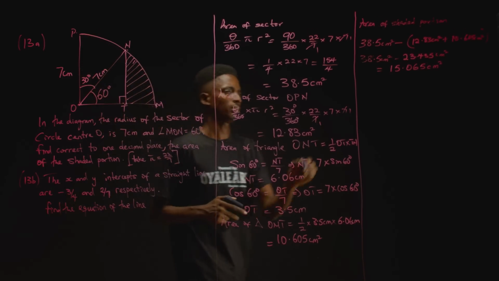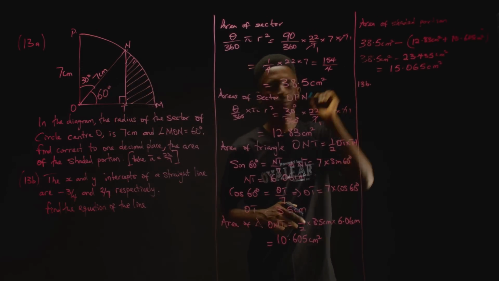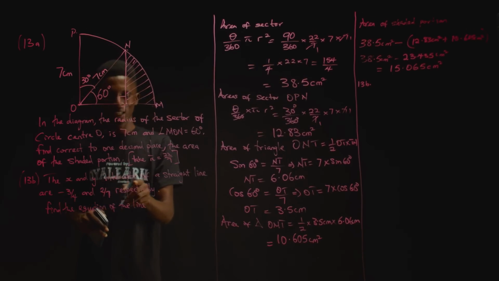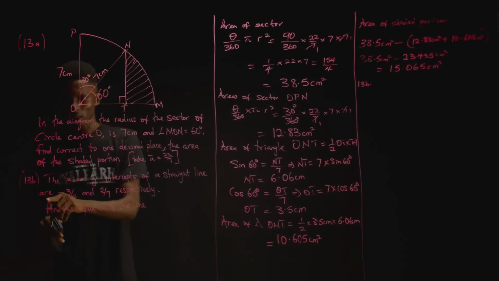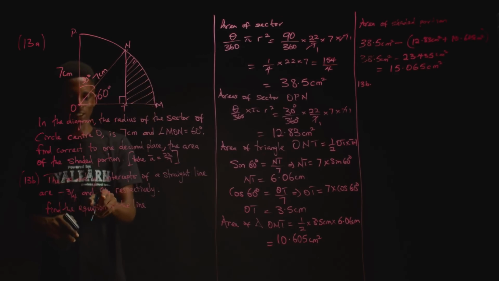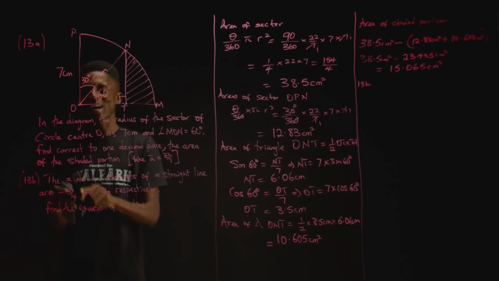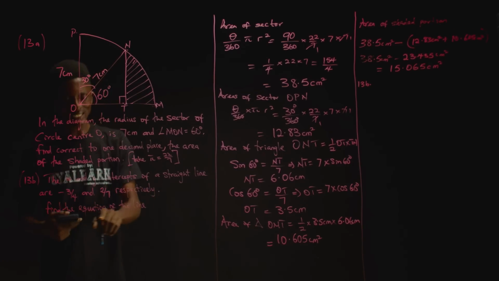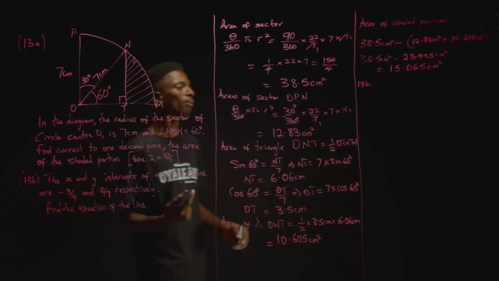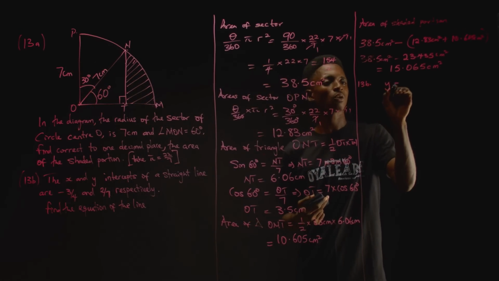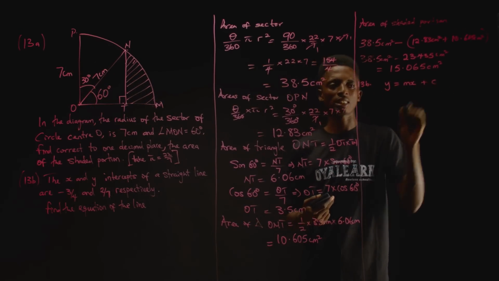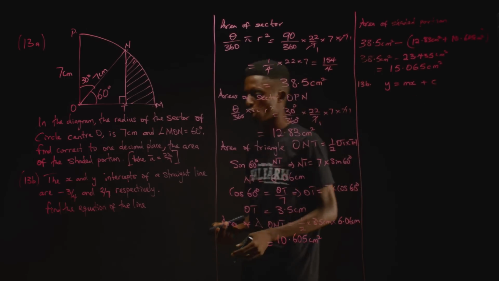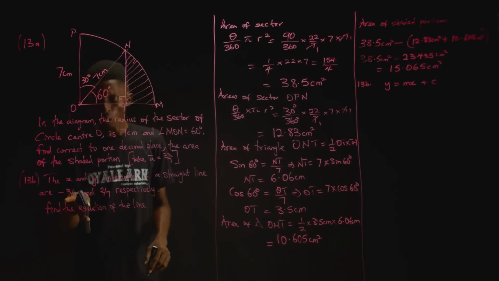Now to solve 13b, we are told that the x and y intercepts of a straight line are minus 3/4 and 2/7 respectively. So this x and y are the intercepts stated here. We have to find the equation of the line. Now normally the equation of the line is y equals mx plus c. So meaning we have to find our m and we have to find our c to get the equation of this line.